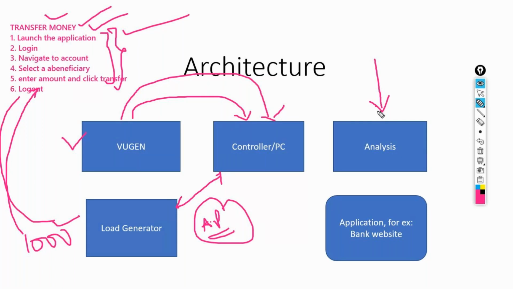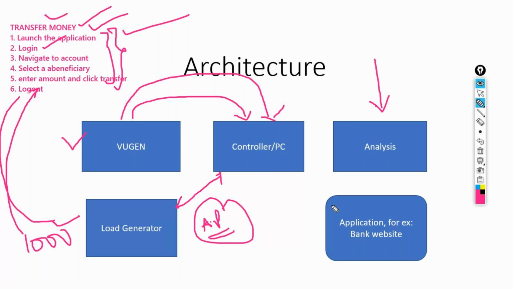So and so steps, performance is fine. A couple of steps, performance is less. Let's say login is very slow. After analyzing the result, you mention to the development team or client that everything looks good, but login is something slow.